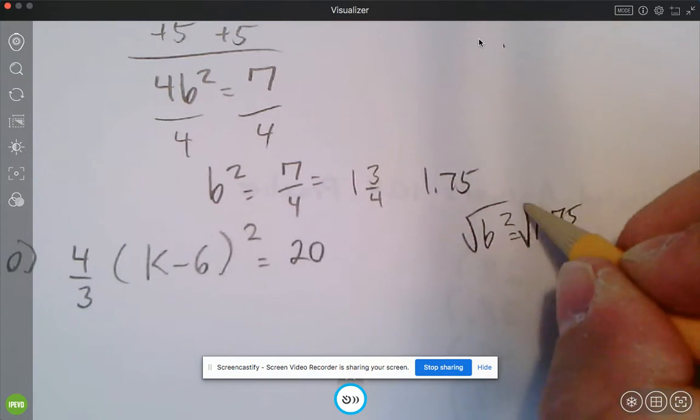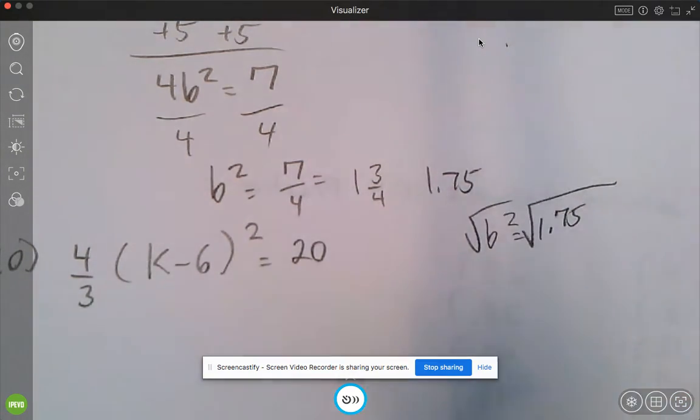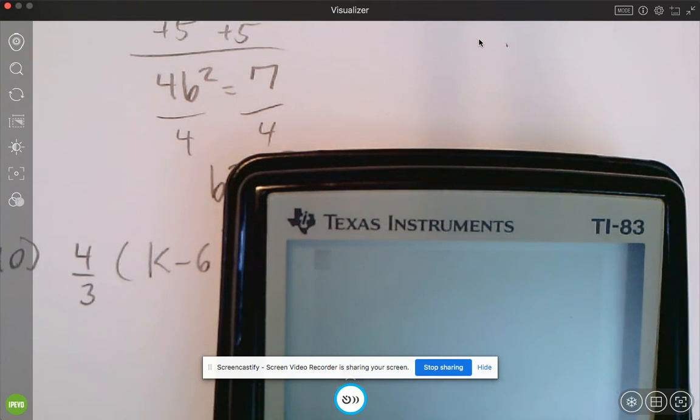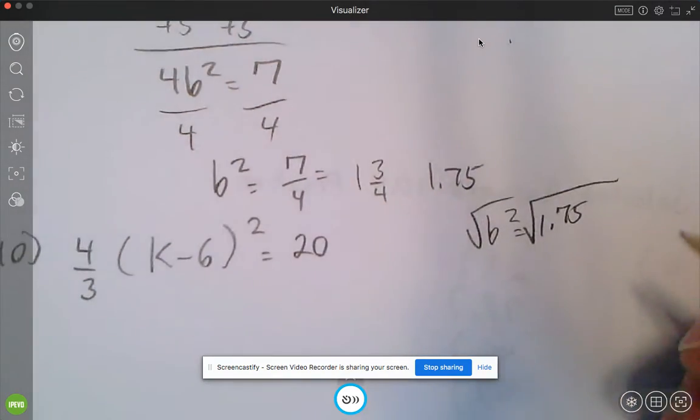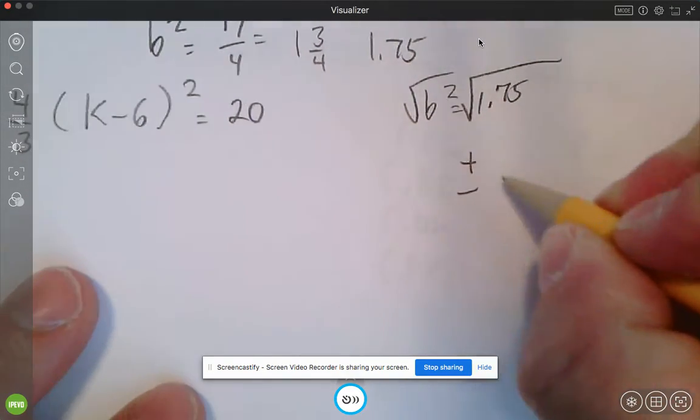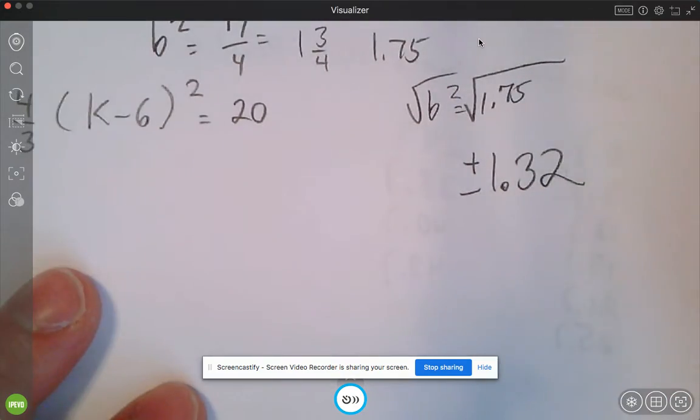1.75. Square root. When I do that in my calculator, I get second square root 1.75, and it says in your book to round to the nearest hundredth, so that's what I'll do. So you get 1.32, but remember the answer, and when you put this in the form, you don't have to write it twice. You can just write positive or negative 1.32 for that answer.